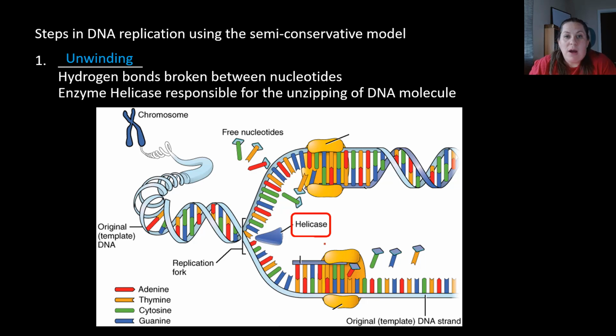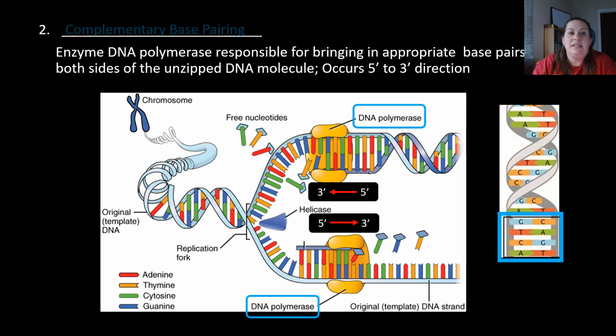So these hydrogen bonds are going to break between the nucleotides. This is done by an enzyme called helicase. Helicase actually looks like it's unzipping the DNA molecule. In step 2, we have our complementary base pairing. We are going to add those bases and pair them up.